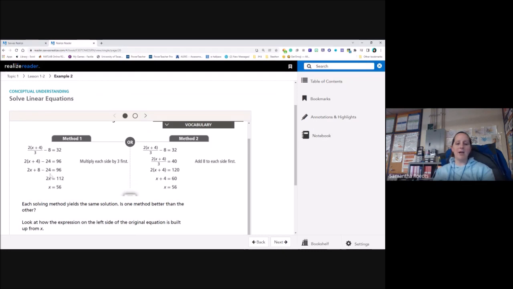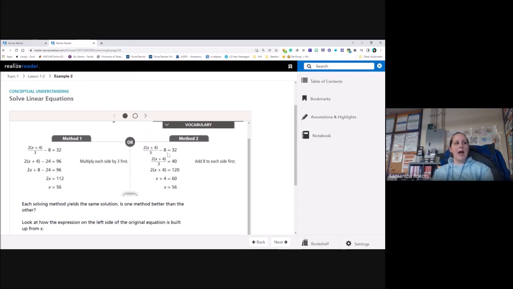I'm going to combine my like terms on the left side, so that 8 minus 24 gives me a negative 16, and then I'm going to add that 16 to both sides. So 96 plus 16 gives me 112. 112 divided by 2 gives me 56.